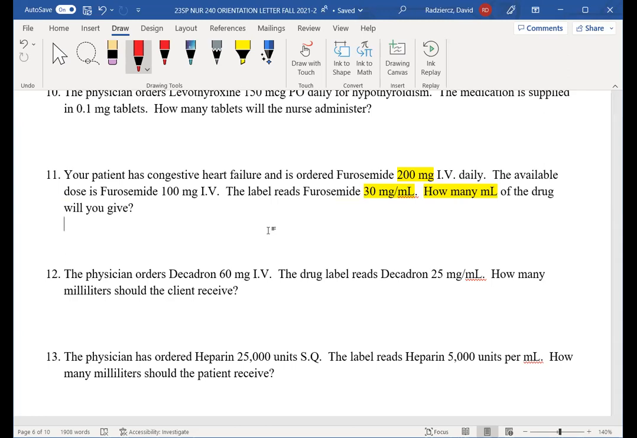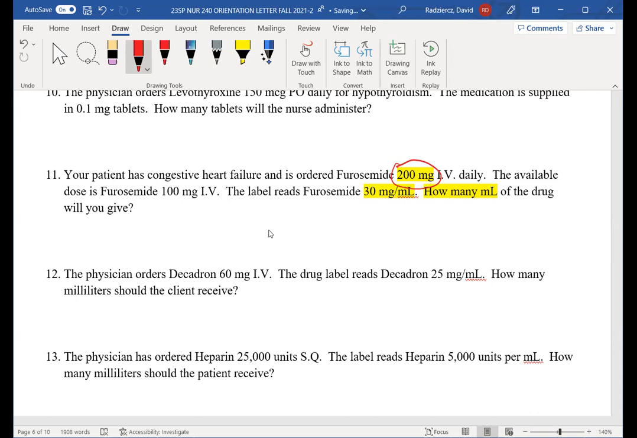So your order is always something you need, right? So the order is 200 milligrams. Then it says the available is 100 milligrams via IV. I think there's a word missing there, but maybe via IV. And then you look at the label. So this is almost like a reconstitution question, okay?